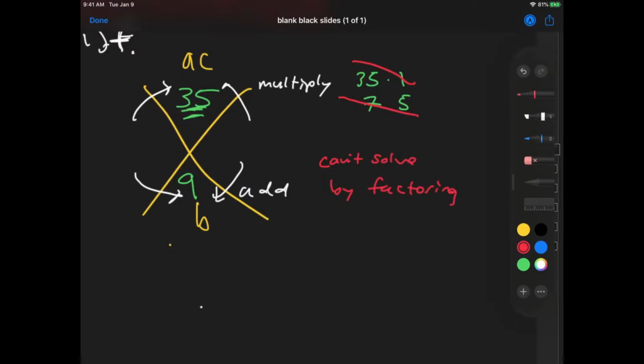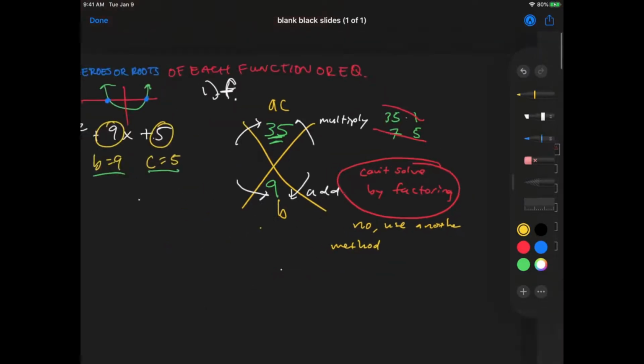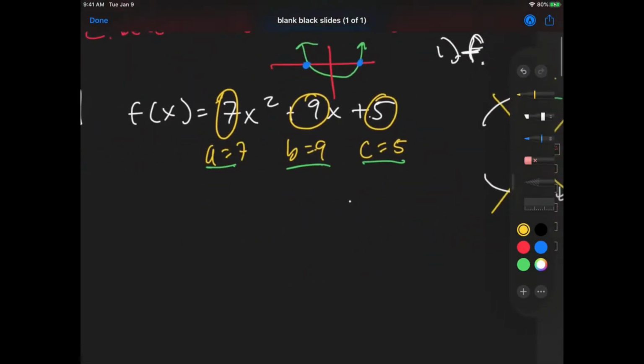Okay, so what does that mean? A lot of students say, well, that's my answer. Well, no. Use another method, right? If you can't cook the potato by boiling, let's say you have no water, then you find something else to cook it with. So one that will always work is the quadratic formula.